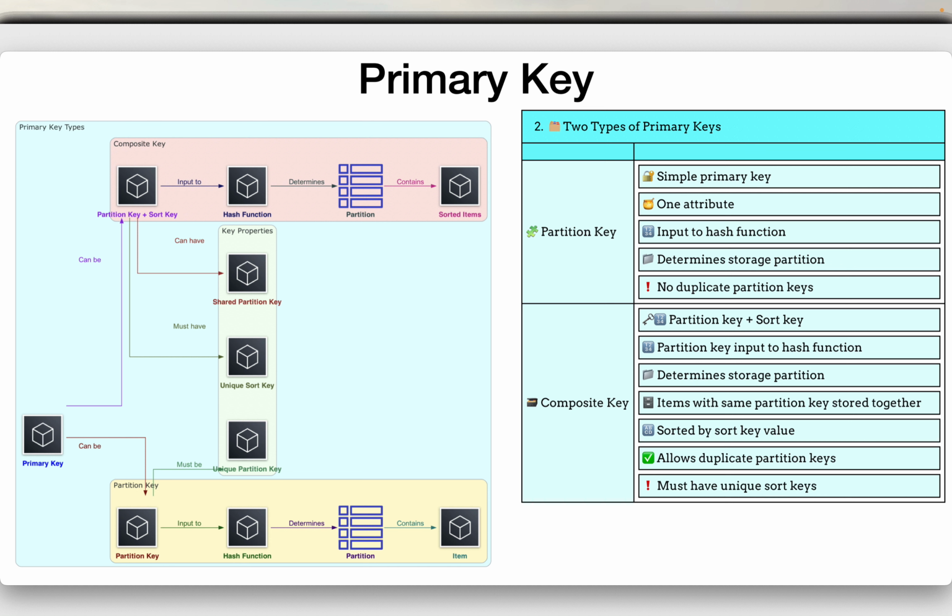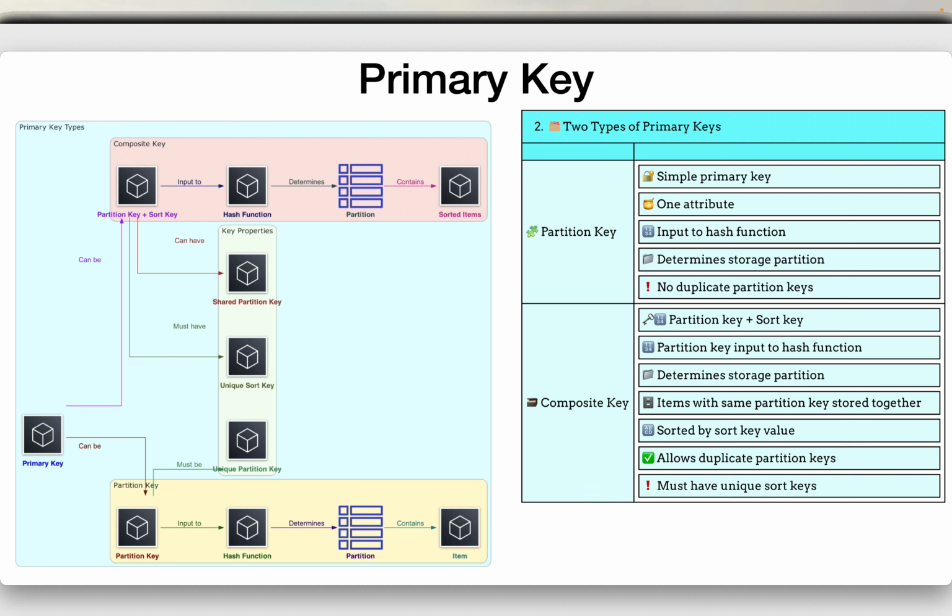DynamoDB supports two different types of primary keys. The first one is a partition key, which is a simple primary key. We call it partition key in DynamoDB, and it is composed of one attribute known as the partition key. DynamoDB uses the partition key value as the input to an internal hash function. The output from the hash function determines the partition, which is the physical storage internal to DynamoDB, in which the item will be stored. So this is something to remember.